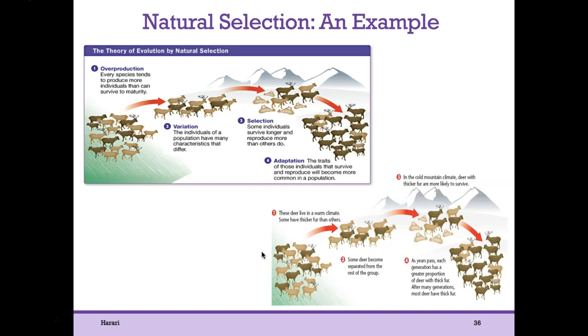So here's another example. You can pause here and take a look at this. It again explains how nature overproduces. Every species tends to produce more individuals than can survive, and there is natural variation. So some individuals happen to survive longer and reproduce more than others do, and the traits of those individuals that survive and reproduce will become more common in the population, right? Those will be more adaptable to the environment. So that's a good example to establish in your memory. There are so many examples of natural selection that you can think about.